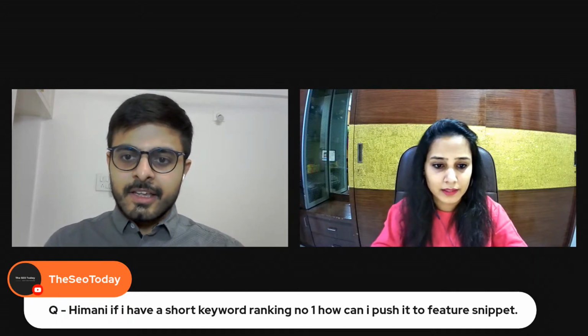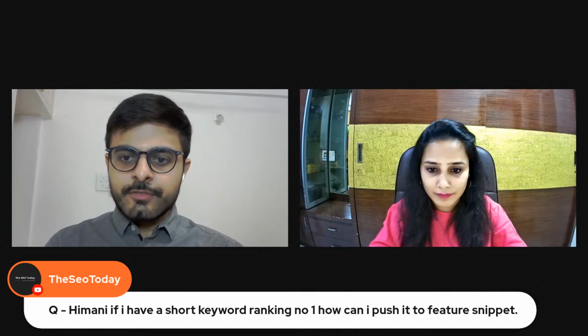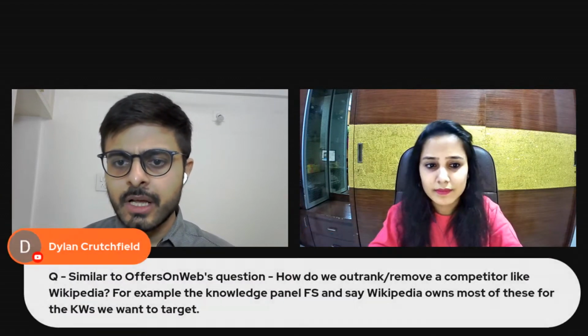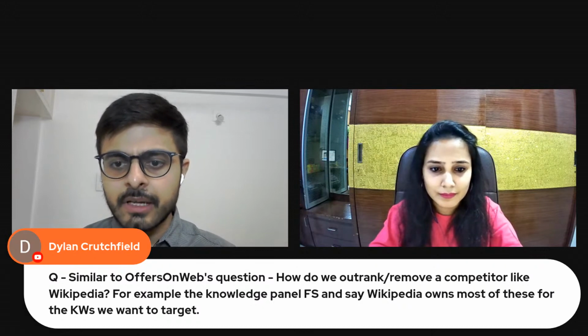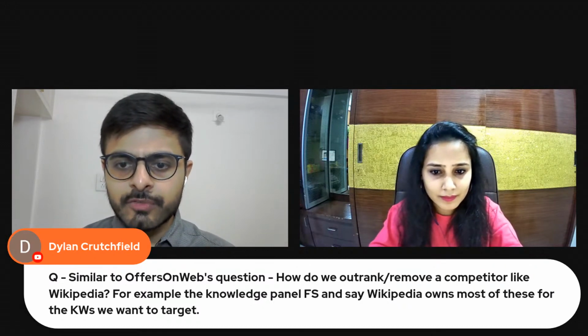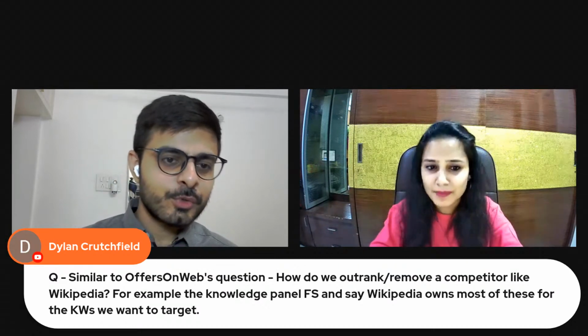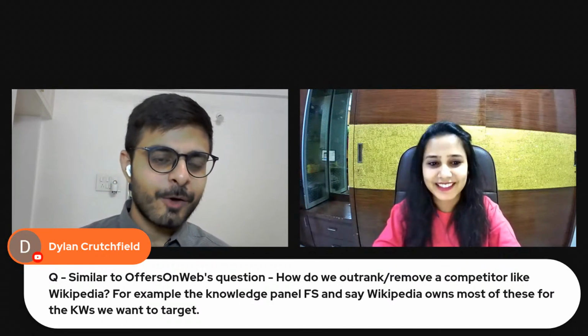Awesome. Fantastic. We have the next question from Crutchfield, Dylan. I'm sorry if I pronounce your name wrong. Similar to the earlier web question, how do we outrank or remove a competitor like Wikipedia? For example, the knowledge panel and featured snippet: say Wikipedia owns most of these for the keywords we want to target. So this particular guy wants to go against Wikipedia and asks how to overcome it.